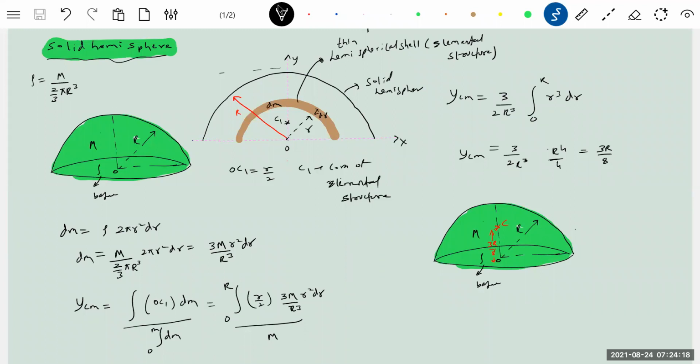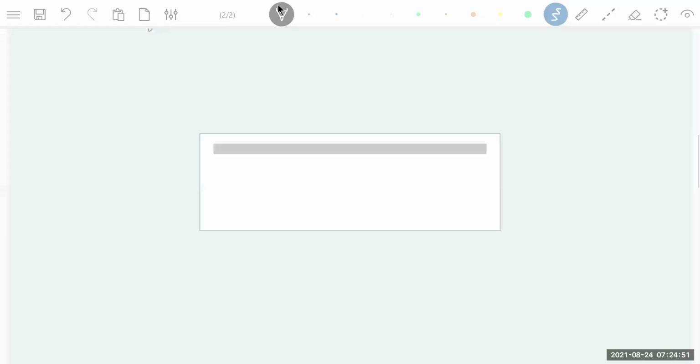I think in every numerical, identifying the elemental structure, then defining the mass of that elemental structure, then defining the center of mass of that elemental structure, matters a lot here. So what is C? C is the center of mass of the solid hemisphere. I'll scroll down. After this we'll go for the solid cone.